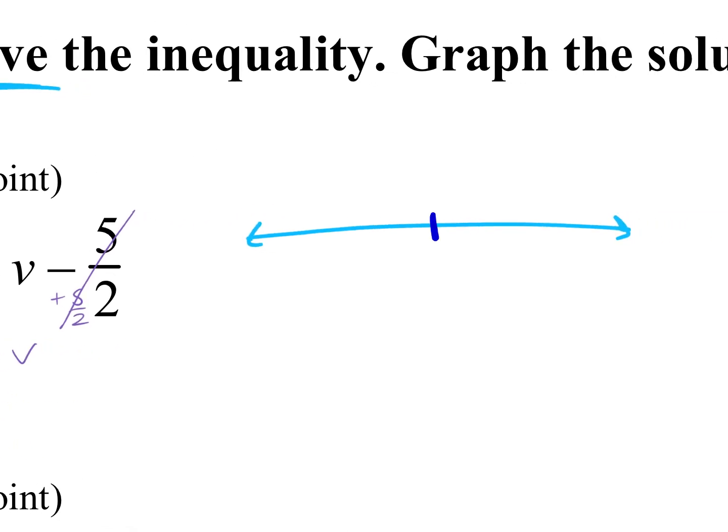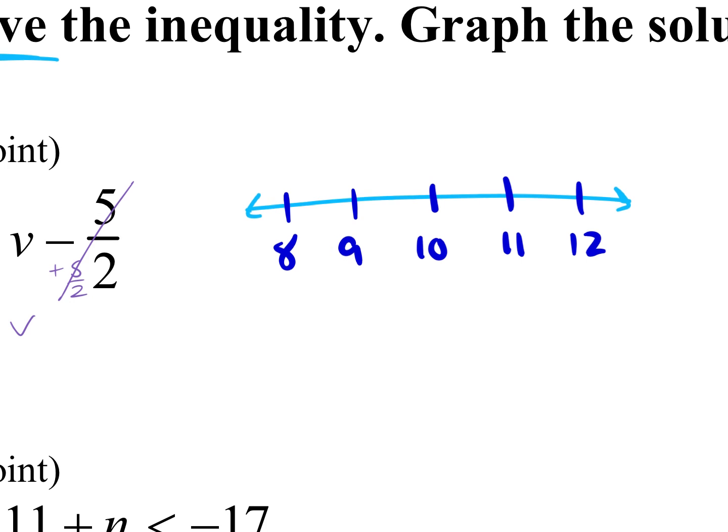So when I put that on a number line, I could say like 10, 11. Just putting some numbers on a number line. So at 10.5, am I going to have an open circle or closed circle? Open, because it's just a greater than sign. So I'd have an open circle there.